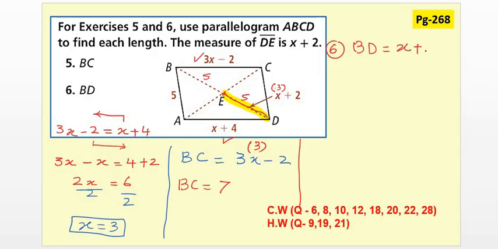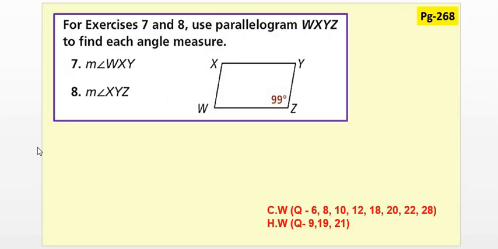Otherwise, you can write over here x plus 2 plus x plus 2. Why? Because BD is the whole line. That means this part, the red part, is x plus 2 and the yellow part is x plus 2. So if you add them, it will become 2x plus 4. And now you can replace the value of x, that is 3. So it will give us 10. Clear? So if you are comfortable with directly putting the value here, you can go with this way. Otherwise, you can solve it in this way. Right? Is that clear? Here is the next question.